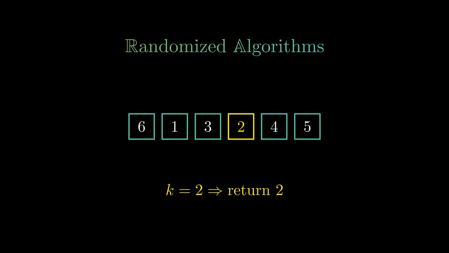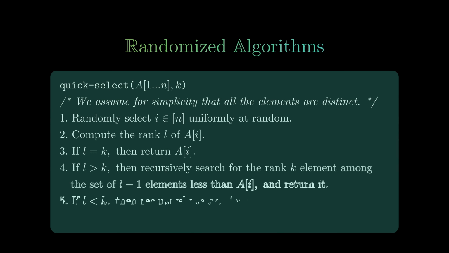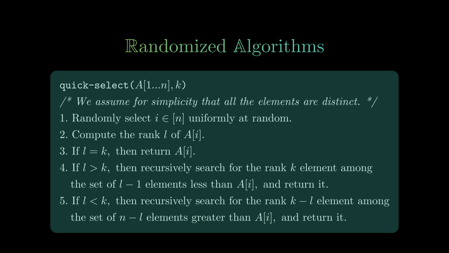We can use an algorithm similar to quicksort called quickselect. Pick a pivot uniformly at random and compute its rank L. Depending on whether k equals L, k is less than L, or k is greater than L, either return the pivot, recurse on the subset of elements less than the pivot, or recurse on the subset greater than the pivot. Quickselect returns the rank k element in O(n) time in expectation and with high probability.